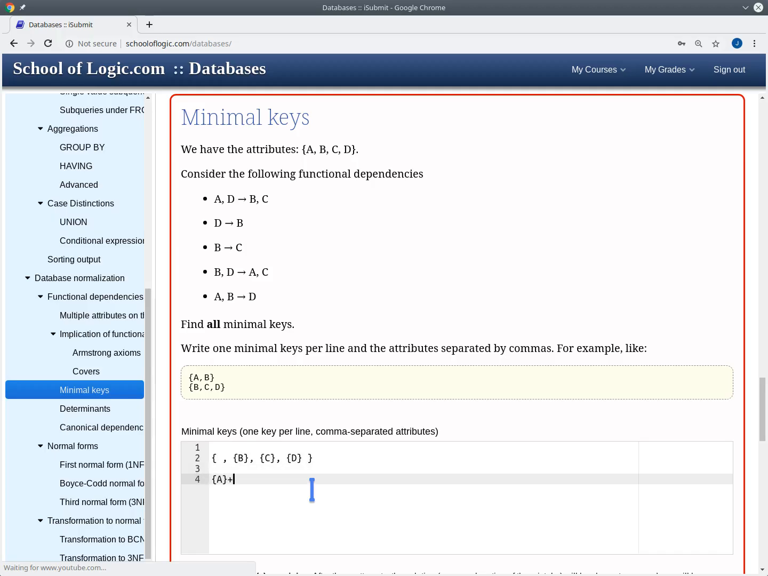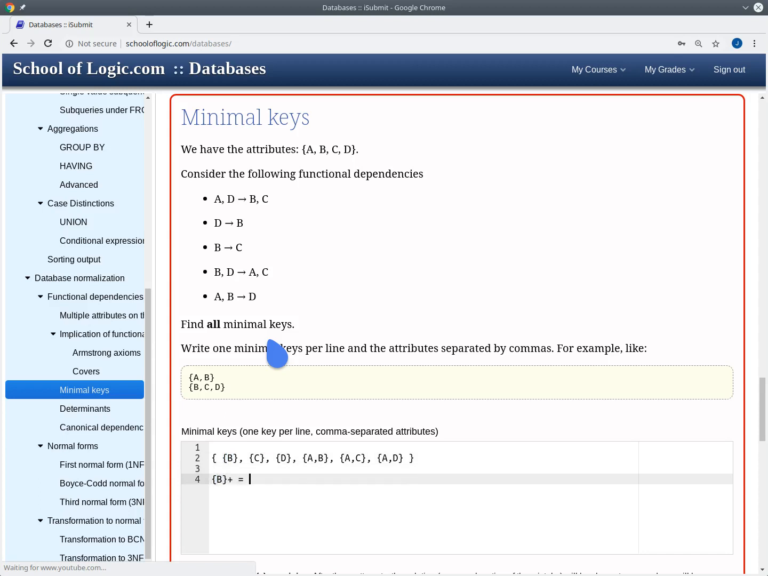We compute the cover. What's the cover of just A? This functional dependency is not applicable, this is not applicable, none of them is applicable, so we just get A. We have to extend A with all the attributes that are not in the cover, so we get AB, we get AC, we get AD. Again, we pick a minimal candidate. Let's pick B.